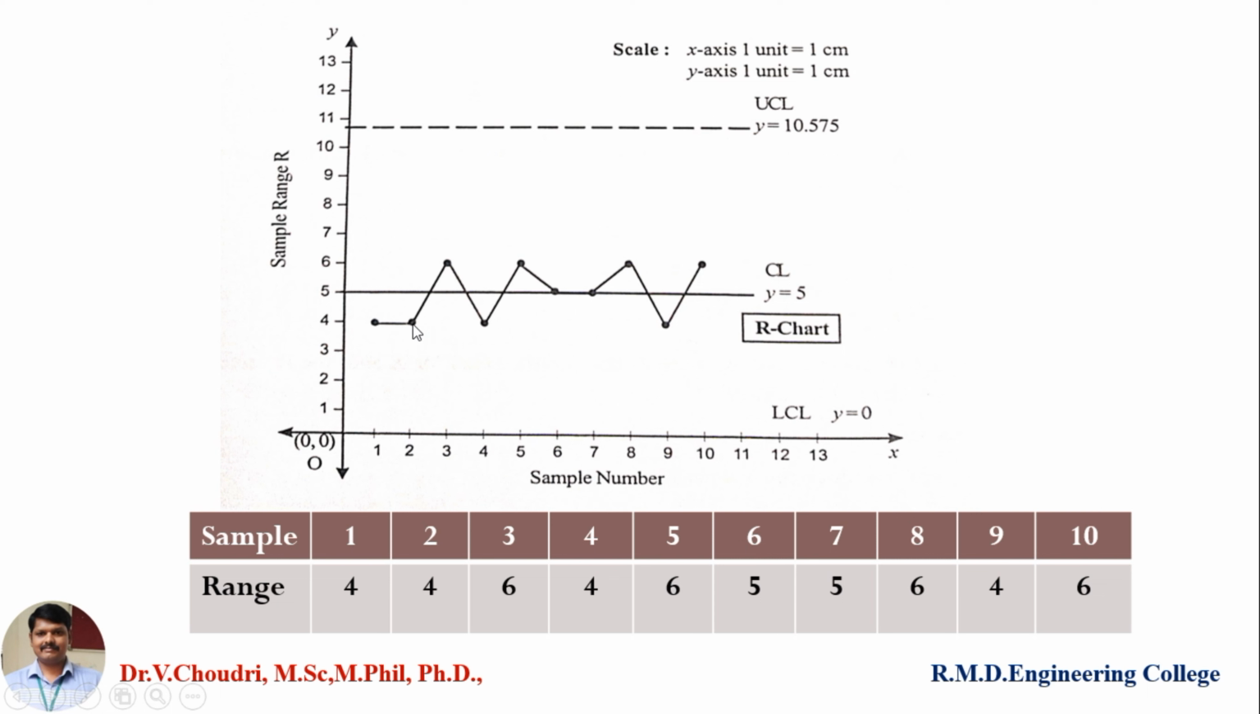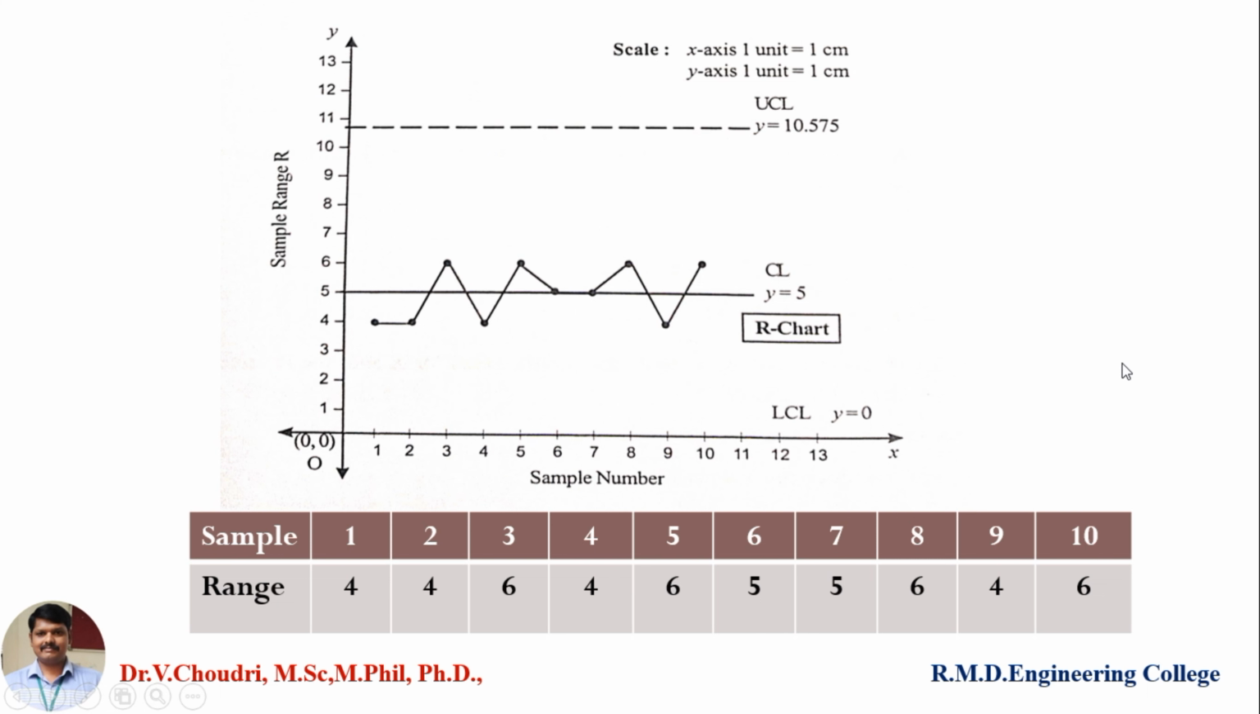Sample 2, 4. Sample 3, 6. Sample 4, 4. Sample 5, 6. Sample 6, 5. Sample 7, 5. Sample 8, 6. Sample 9, 4. And sample 10, 6. So the graph lies between UCL and LCL. Here also the process is in control.